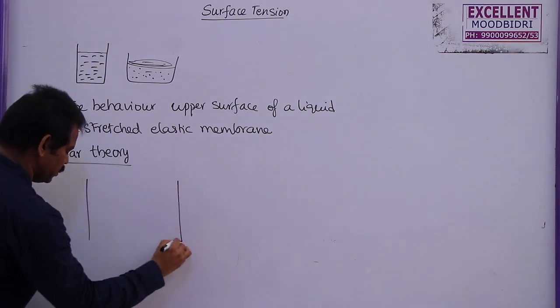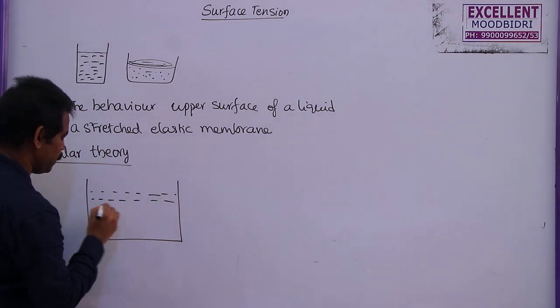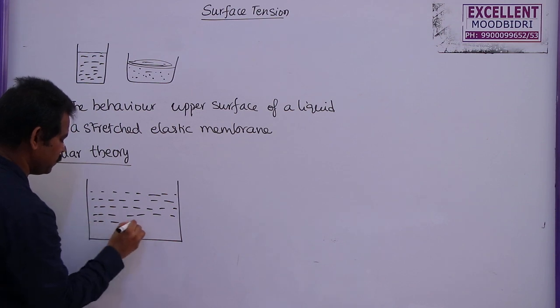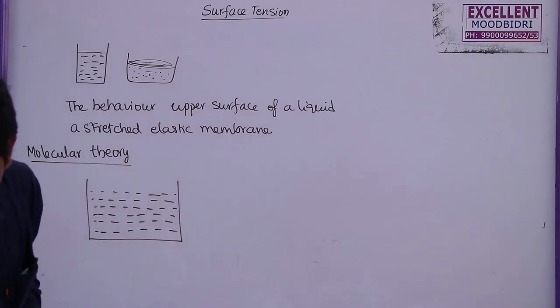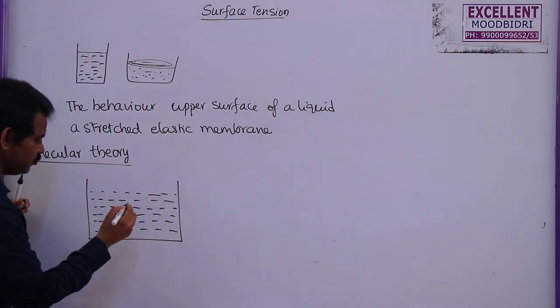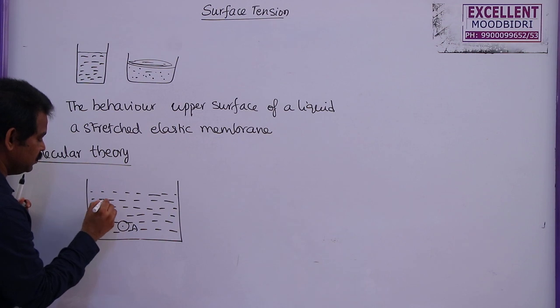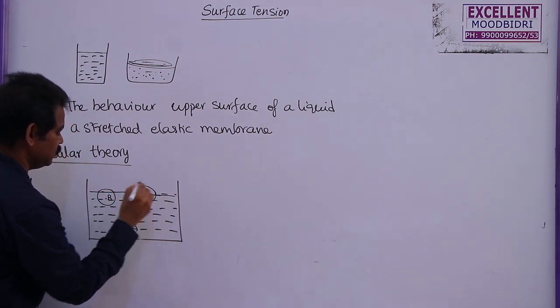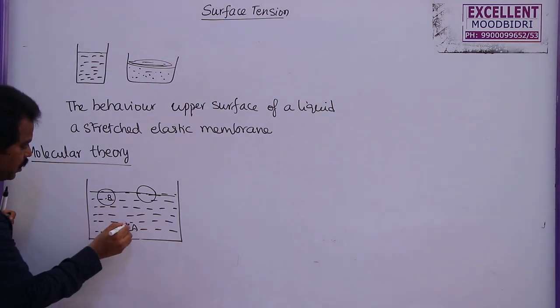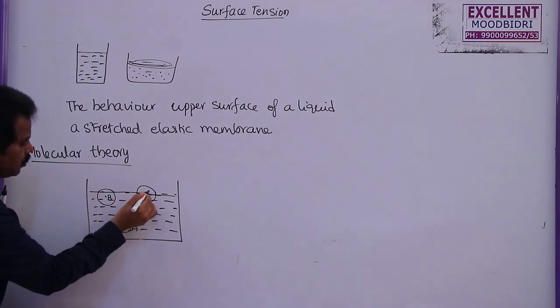Now let me consider one beaker where we have taken some liquid. Generally we take water as the liquid here. In this liquid, let me take 3 different points at 3 different positions. This is the first molecule, molecule A. This is the second molecule, molecule B. This is the third molecule, molecule C. For every molecule, I am showing a sphere here.